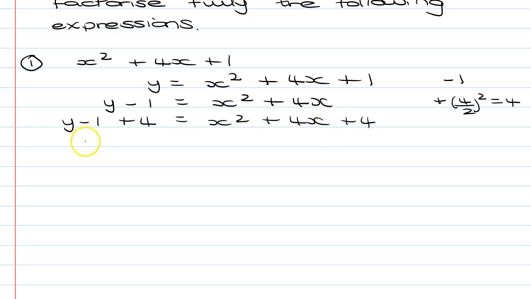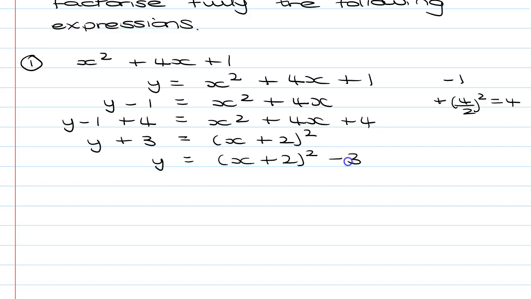So simplifying on the left, I get y plus 3. And on the right, I can fully factorize because it's a perfect square. I get x plus 2 squared. Now remember, when I complete the square, I need to subtract the 3. So it's y equals x plus 2 squared minus 3.